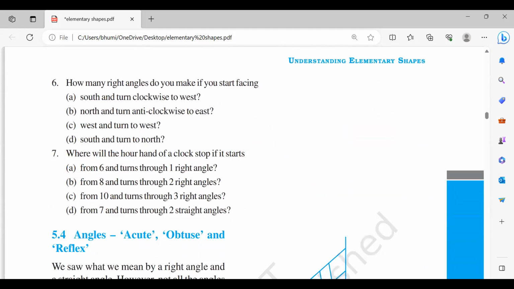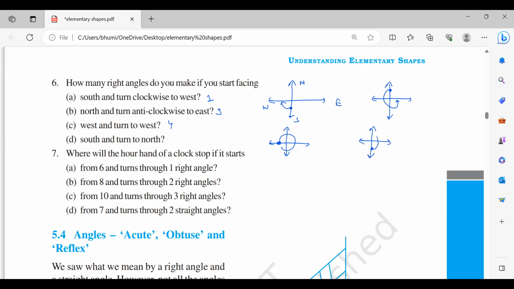Okay. Coming to the 6th, how many right angles do we make? If you start facing south, this is east, this is west, and turn clockwise to west. How many right angles? 1. You are facing north and turn anti-clockwise to east. So 3 right angles. You are facing west and turn to west, any of the directions, so 4 right angles, like this. Now the 4th is you are facing south and turn to north.